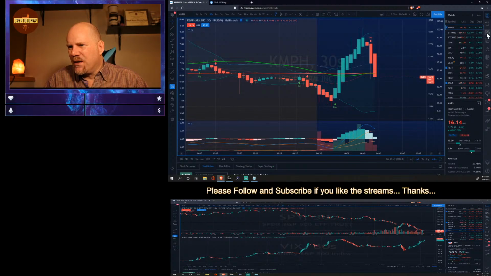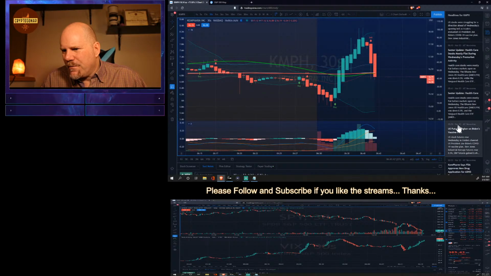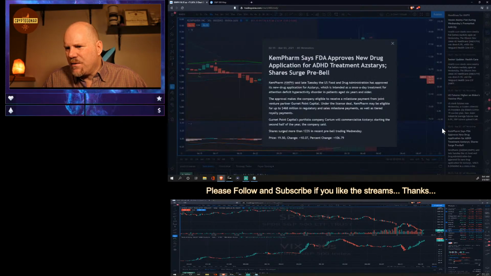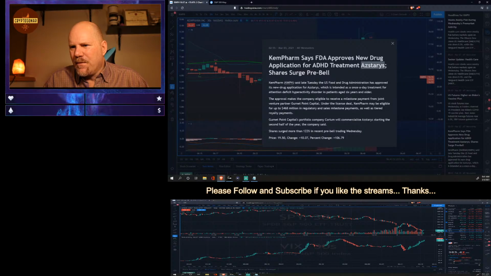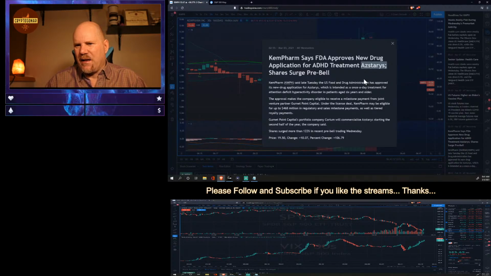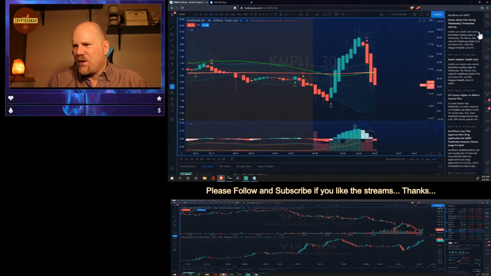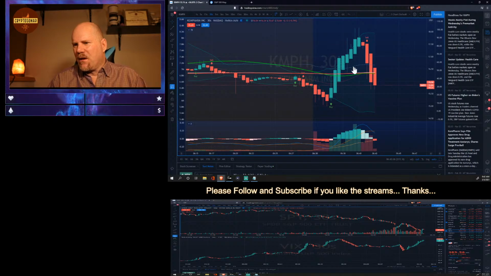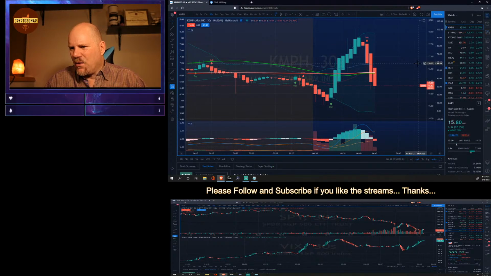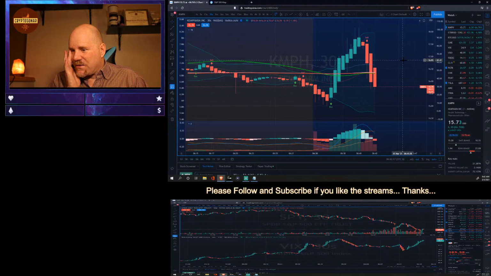ADHD drug, which was Asterisk, or what's it called here? Let's see here. There it is. Asterisk. I'm pretty sure that Z is probably silent. But the FDA approved a new drug application for ADHD treatment. So that basically meant that it went up huge in the pre-market, and so opened up quite a bit higher. So got up to as high as $22, and then pulled back again in the last 52 weeks.